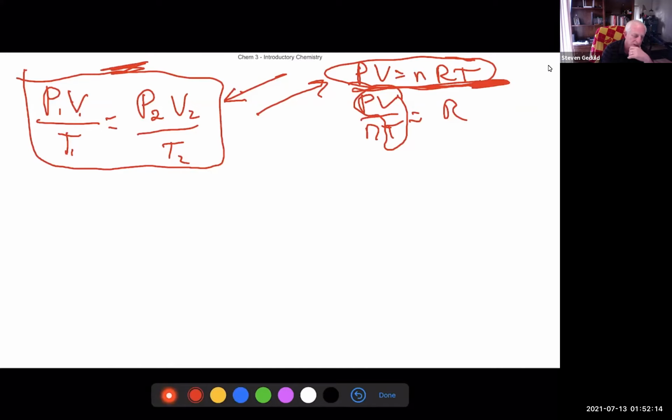So this is our new formula. This is called the combined gas law, because we're combining Charles's and Boyle's laws together. So that's the combined gas law. All right, let's pick one from your book and see what they want to do here. I don't want to do kilopascals, so let's do atmospheres. All right, we'll do example 10.5 from your book. How's that sound?